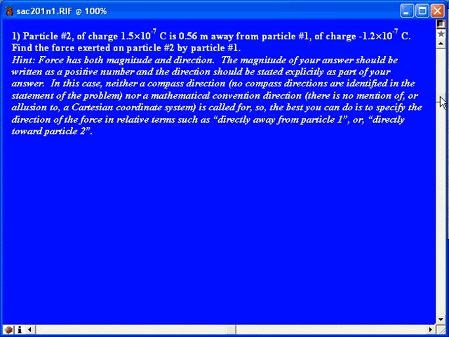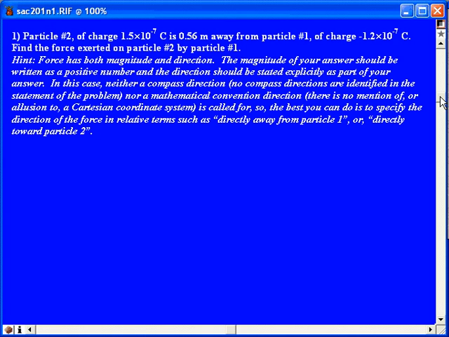Here we have a solution to SAC201 problem number 1. Particle number 2 of charge 1.5 times 10 to the negative 7 coulombs is 0.56 meters away from particle number 1 of charge negative 1.2 times 10 to the negative 7 coulombs. Find the force exerted on particle number 2 by particle number 1.